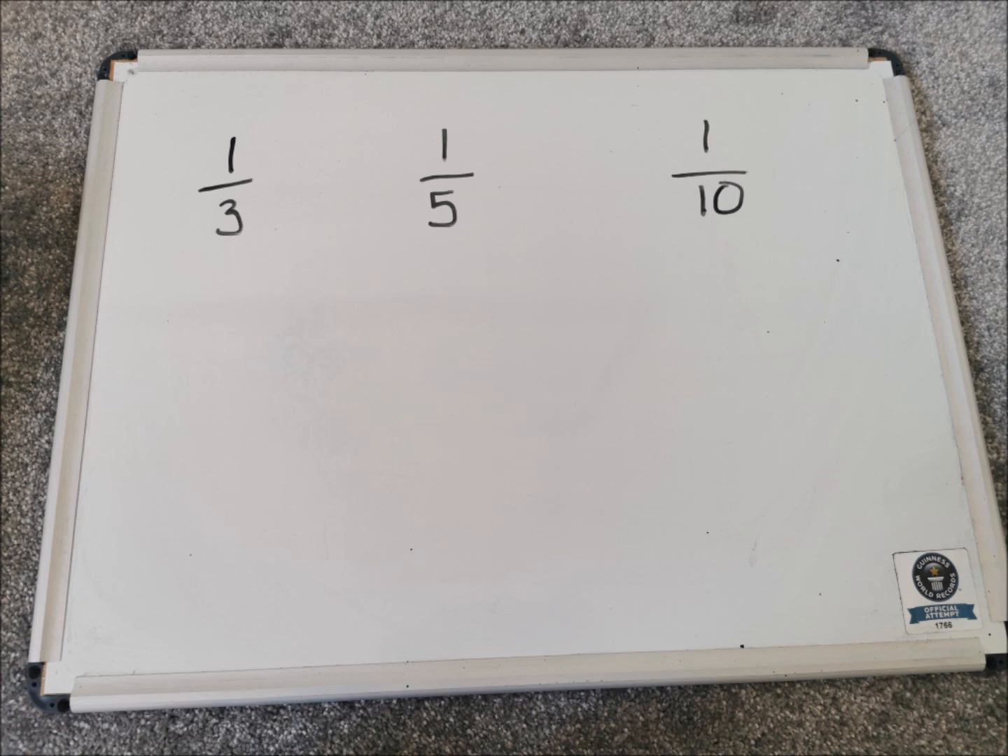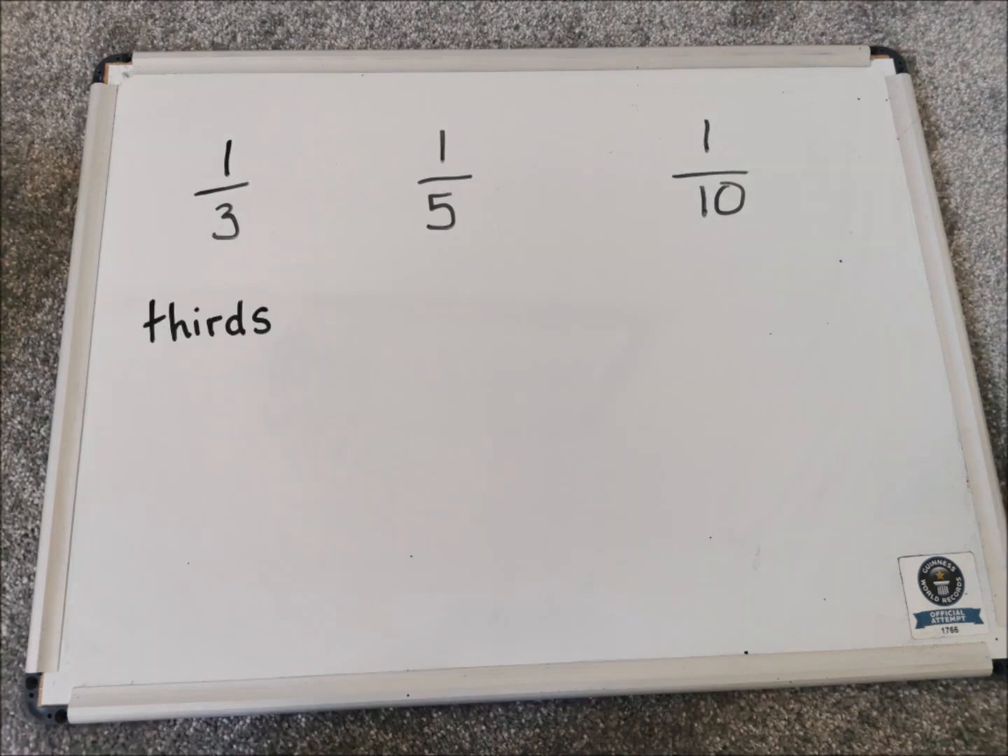So, in the success criteria I had these three symbols. So we've got 1 and then a line and 3, 1 and then a line and 5, and 1 and then a line and 10. So these are also fractions that we might come across, and it's maybe important that we know what they're called, so let's have a look at what they're called.